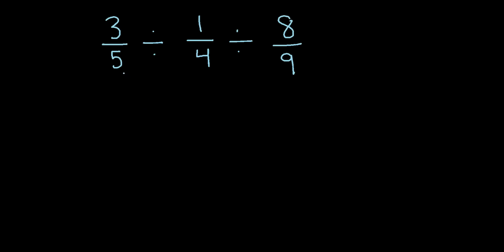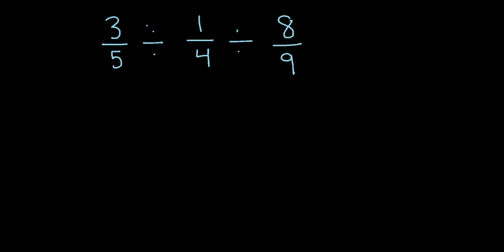Let's say we have 3/5 divided by 1/4 divided by 8/9. How can we divide these three fractions? Well, when you're dividing a fraction, that's the same as multiplying by the reciprocal of the fraction. So the reciprocal is just when you switch the numerator and denominator.